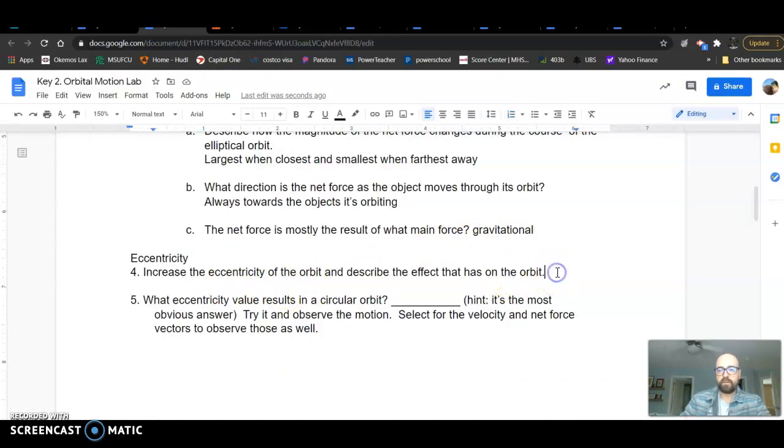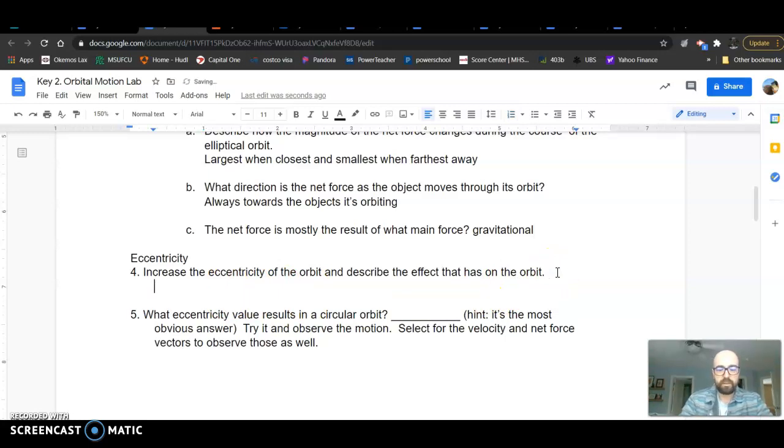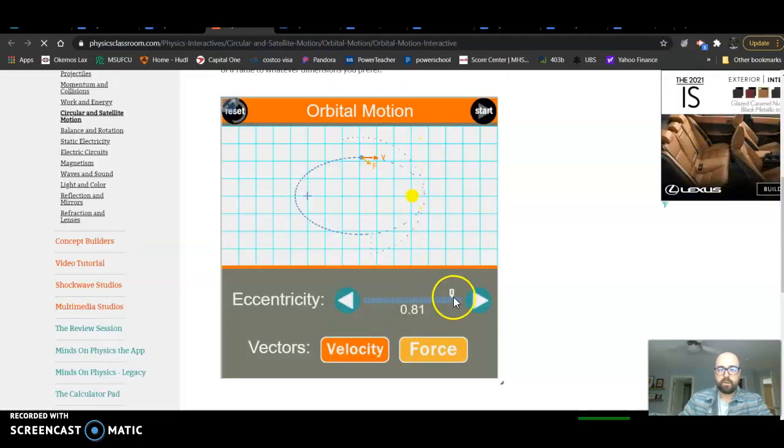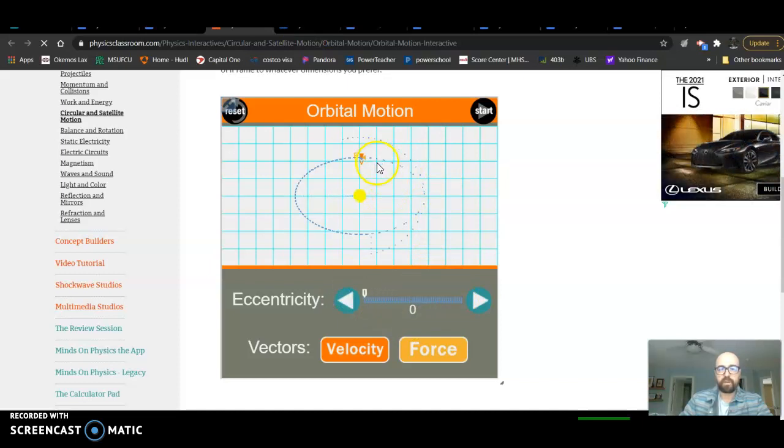So increasing the eccentricity just makes it a more elliptical shape. Probably the easiest way to describe that. And then what's going to result in a circular orbit is an eccentricity of 0. So when you change that to bring this all the way down to 0, that puts those two foci of the ellipse together. Let's reset this so we get that stuff out of the way. Then you can see here it just becomes a circular orbit.